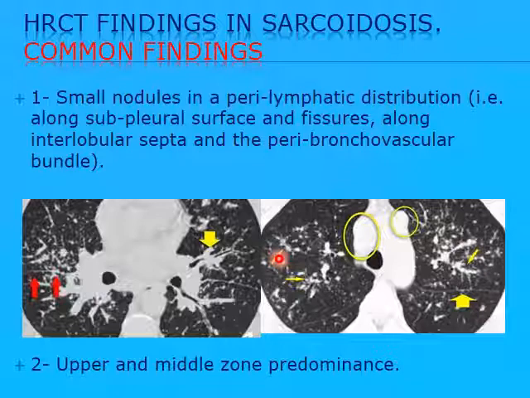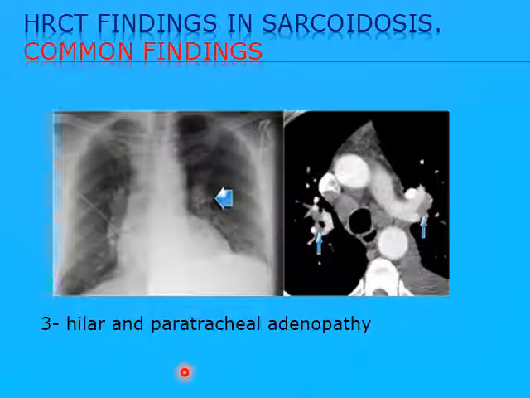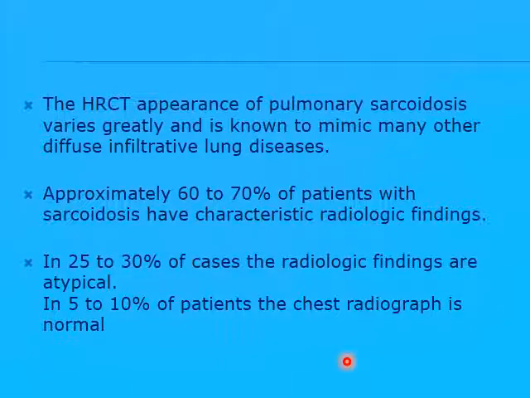Number 2, changes in sarcoidosis have predominance in the upper and middle lung zones. This is very important. The second thing is that we can see bilateral hilar lymphadenopathy and mediastinal lymphadenopathy. The high resolution appearance of pulmonary sarcoidosis is considered a great mimicker. It can mimic many diffuse infiltrative lung diseases.